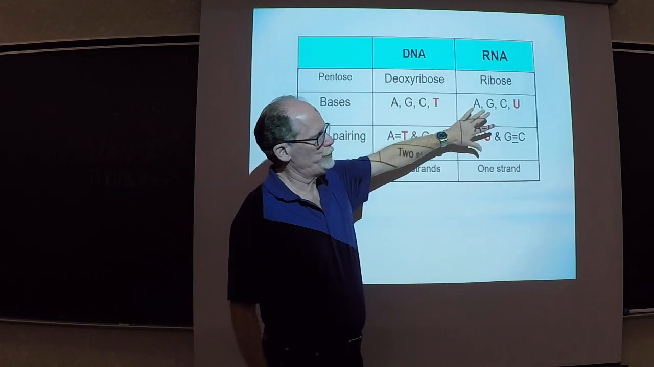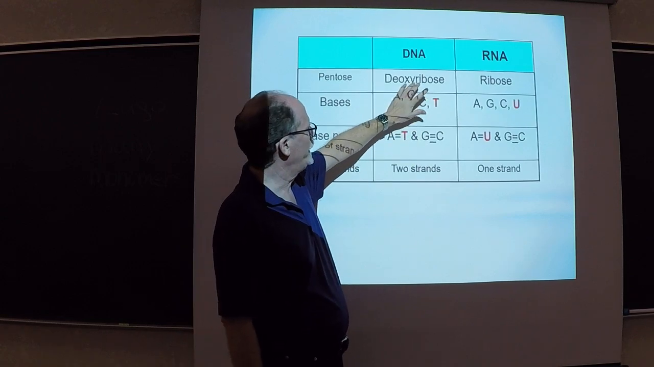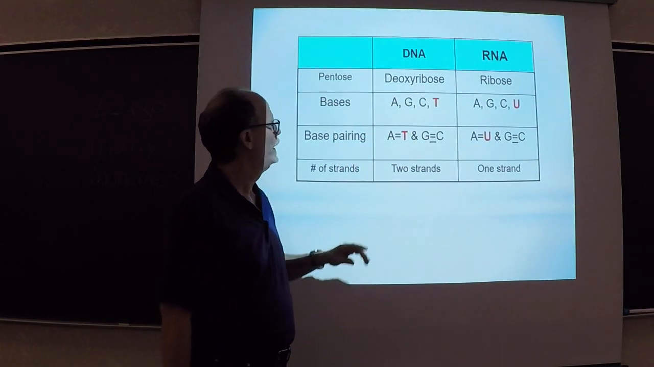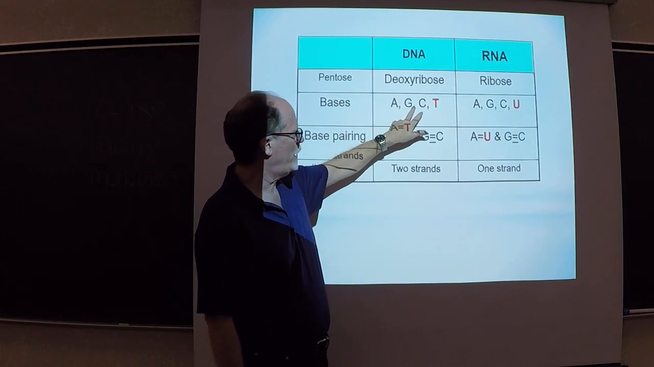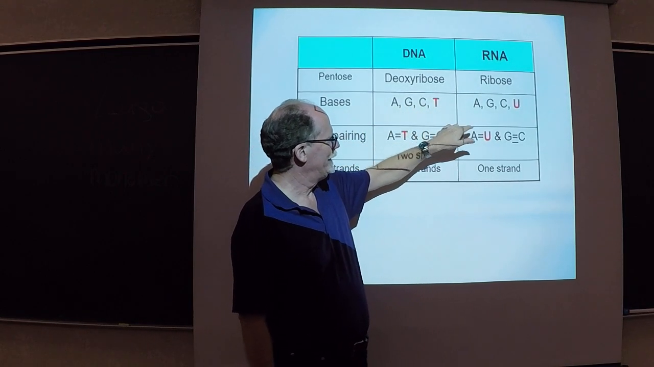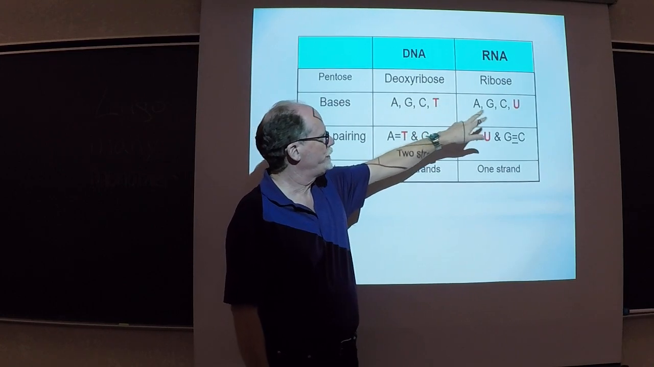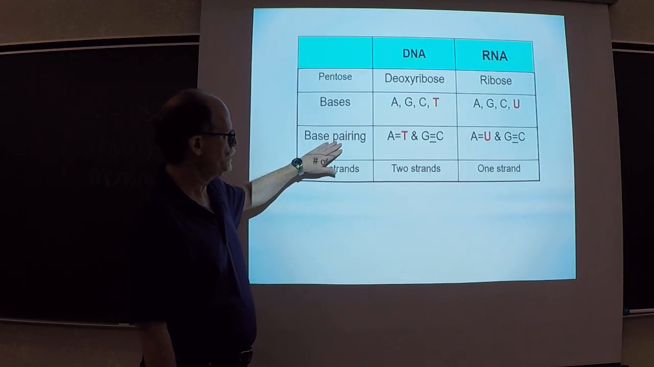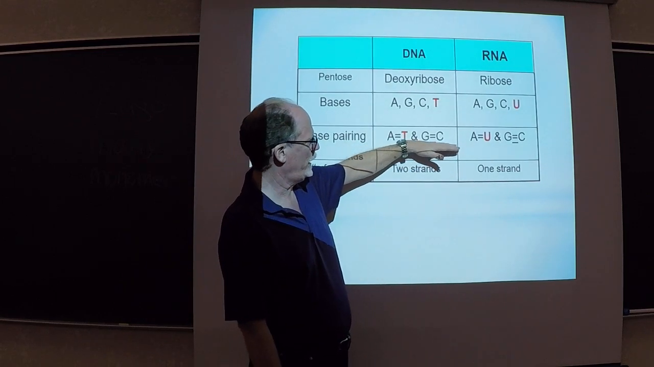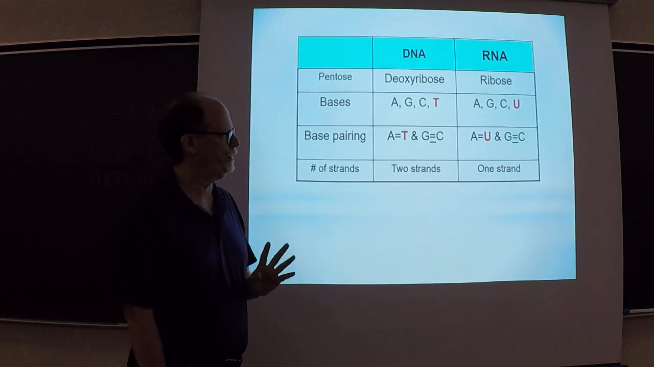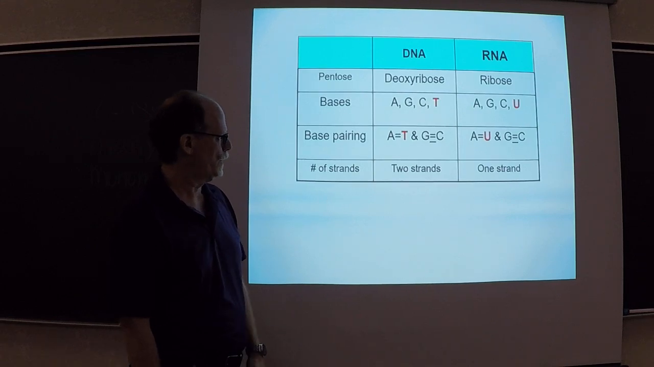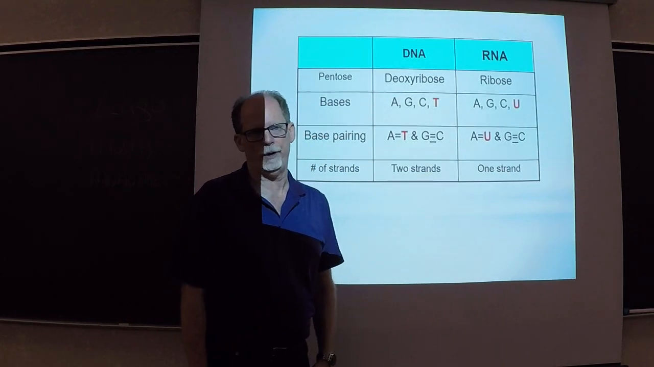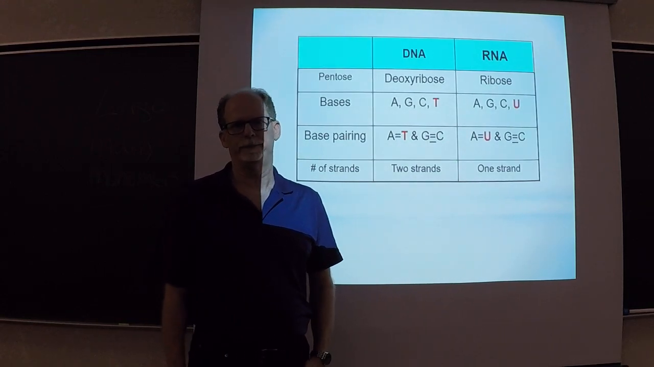This is the big difference between DNA and RNA. DNA has deoxyribose for a pentose sugar, RNA has a ribose. These are the bases. They all have A's, G's, C's. DNA has T, RNA has a U. Base pairing, we'll talk about this in the DNA chapter. Don't worry too much about it for this purpose. And DNA consists of 2 strands. Most of the time, RNA is single strand.